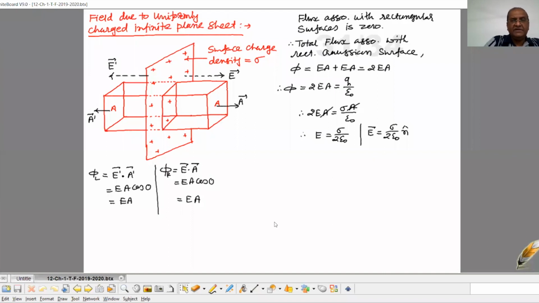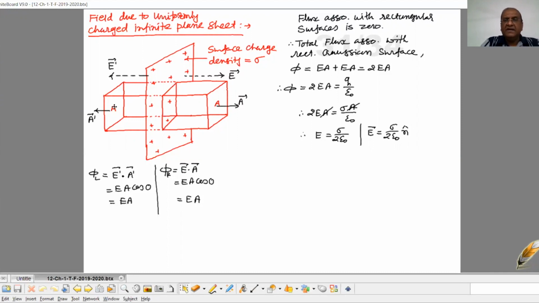Now, second application. Field due to uniformly charged infinite plane sheet. Suppose as shown in this figure, we have a uniformly charged infinite plane sheet having surface charge density sigma. Surface charge density means charge per unit area. Now to calculate the electric field at any point on either side of this particular surface.